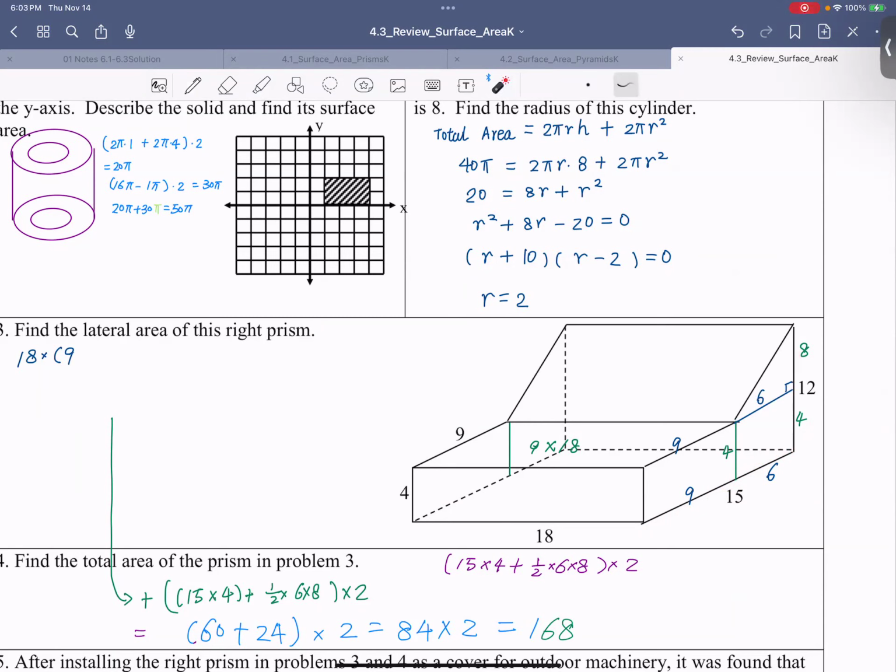This total is 12. This is 4, this is 4, this is 4. So this total is 12. So this portion will be 8, correct? Then use the Pythagorean theorem. 6, 8. Here will be how much? 10, right? 3, 4, 5, double, double. Make sense?